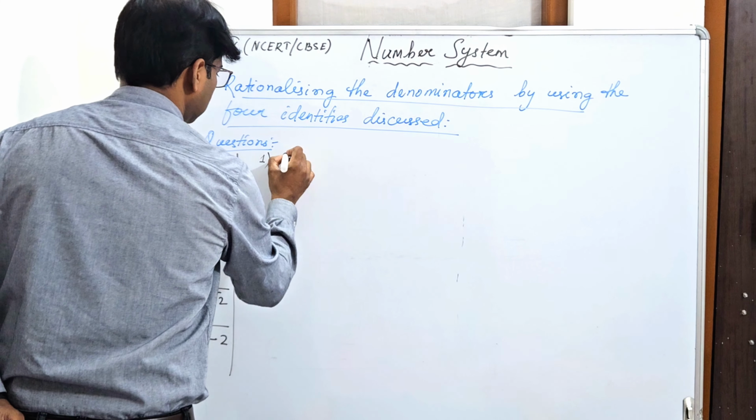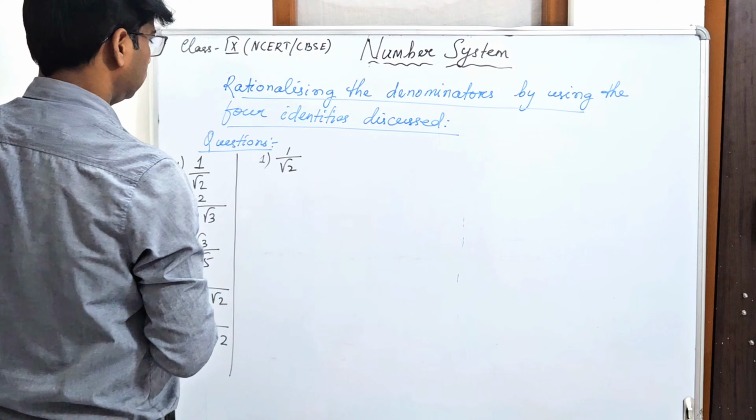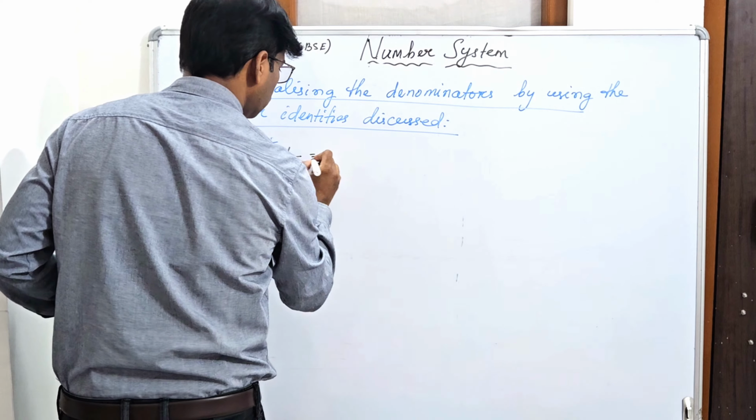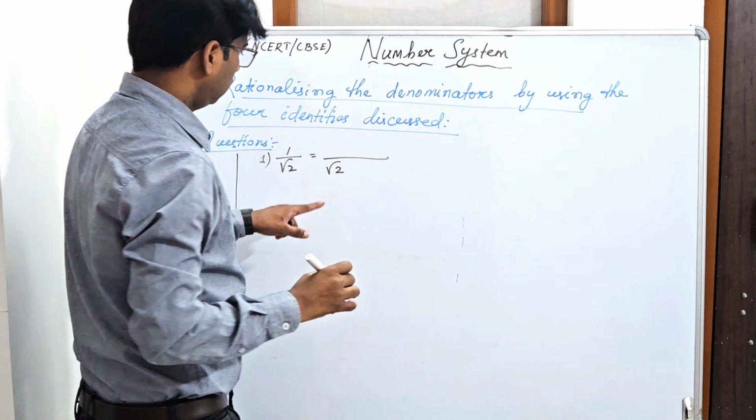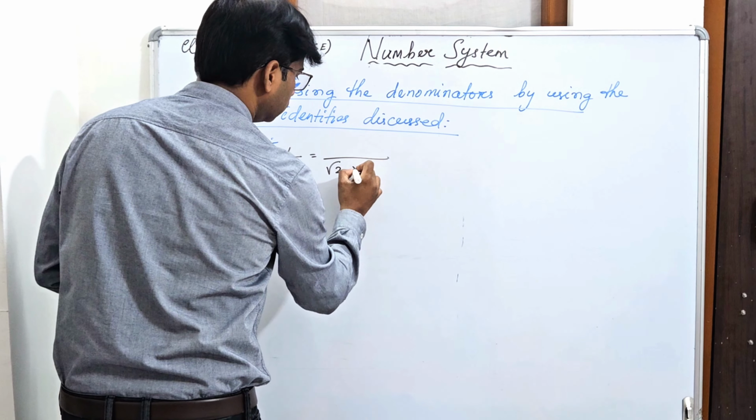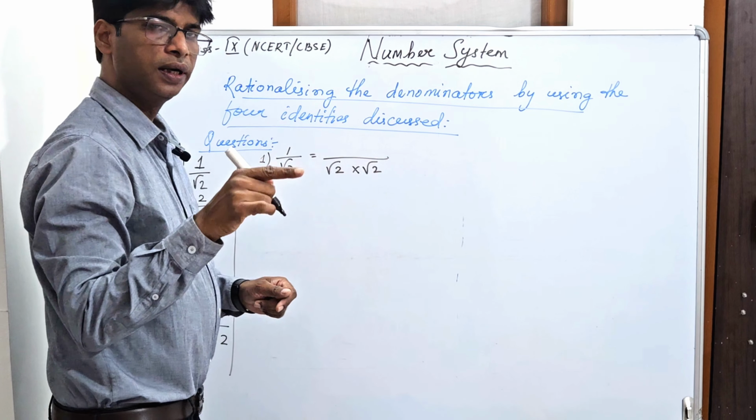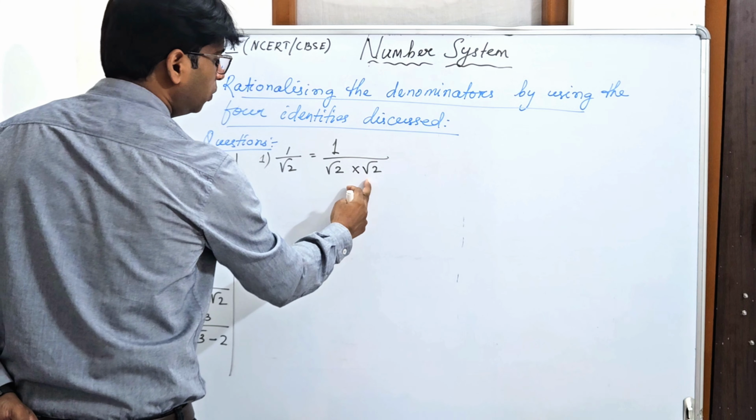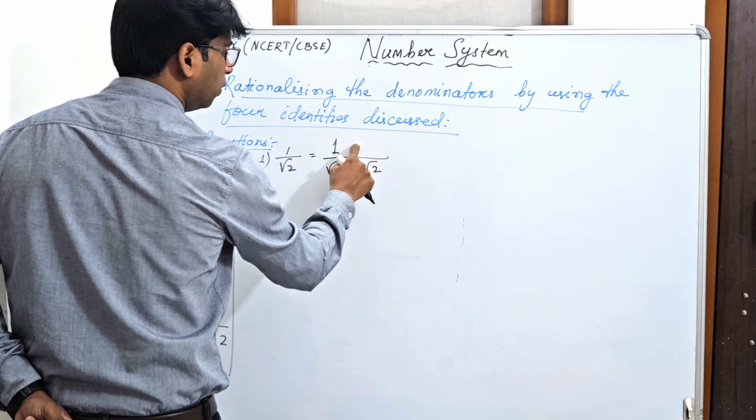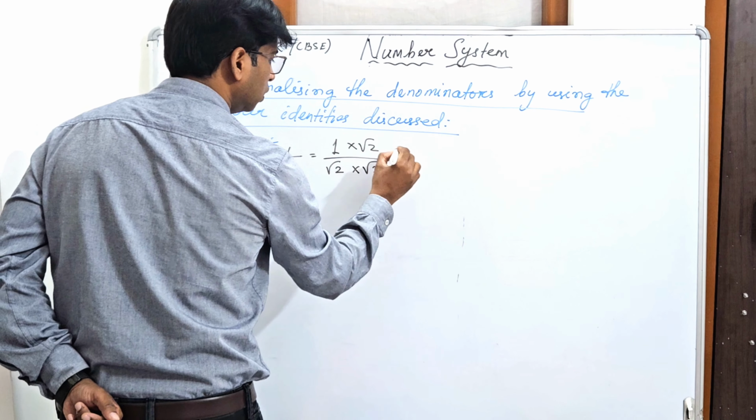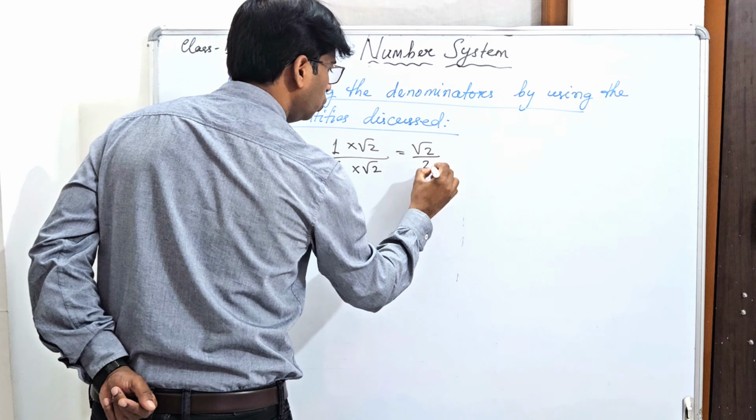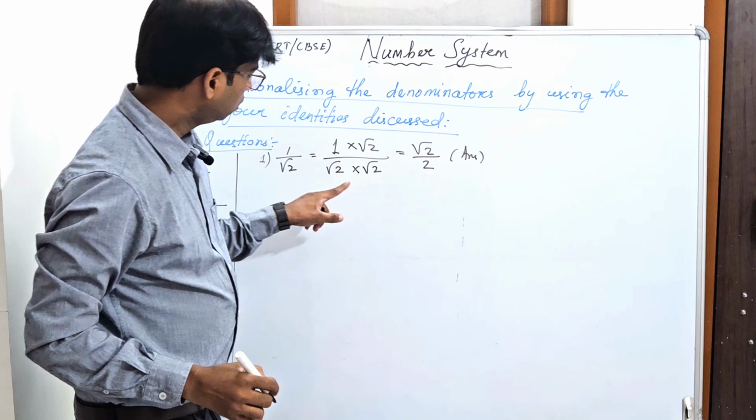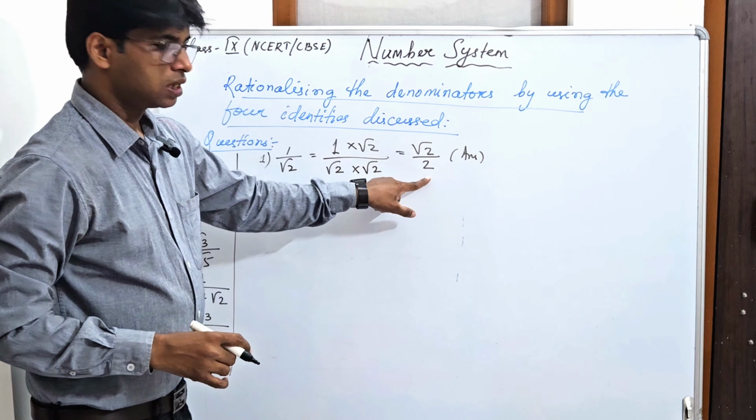That is 1 by root 2. Root 2 is the denominator, which means it is an irrational number. So what will you do? If I multiply root 2 with root 2, I will get 2. But here the numerator is 1. If you are multiplying any number with the denominator, the same number will be multiplied with the numerator also. The answer will be root 2 by 2. So this is your answer. I think you got to know how the denominator is rationalized.